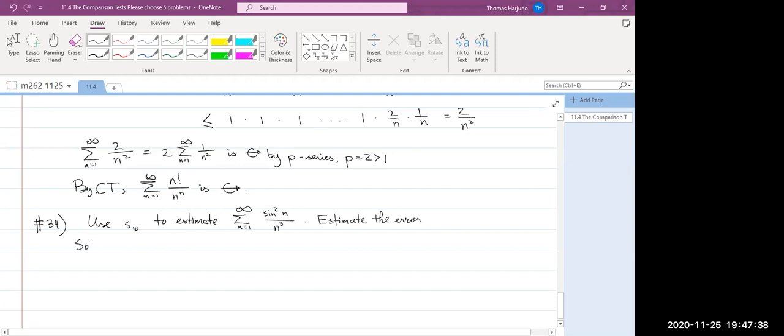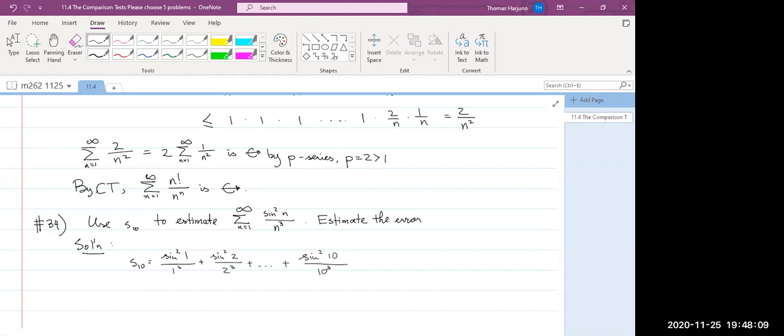Okay, so if you just need to find S10, then just use your calculator. S10 is equal to sine squared 1 over 1 cubed plus sine squared 2 over 2 cubed all the way to sine squared 10 over 10 cubed. You know what? Let me use my Excel to do that. Yeah, I like to use Excel because it's more visual.